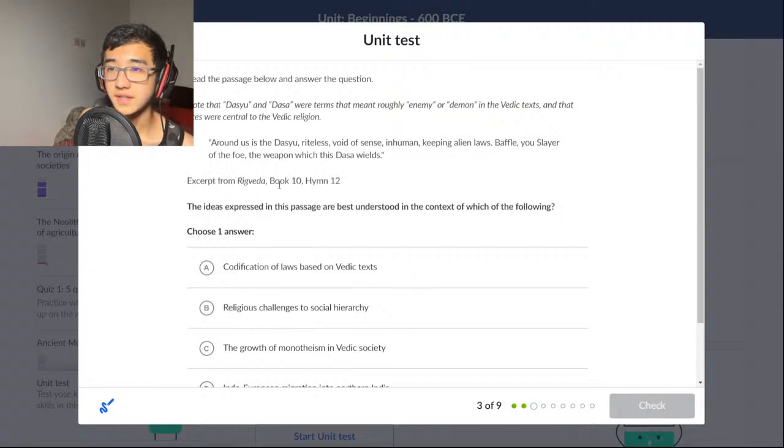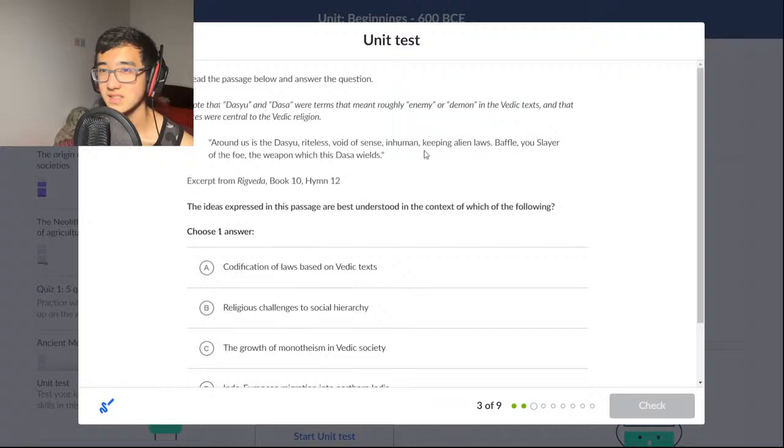Excerpt from Rig Veda, Book 10, Hymn 12. Around us is the Dasyu, rightless, voice of sense inhuman, keeping alien laws, baffle you slayer of the foe for the weapon which the Dasa wields.